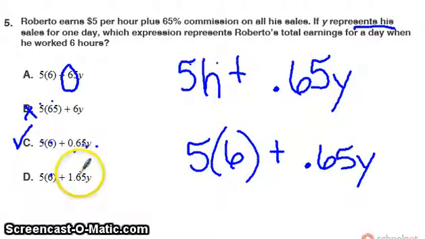He does not get paid 165% for his commission, so that's why D does not work. C is the correct answer choice for that one.